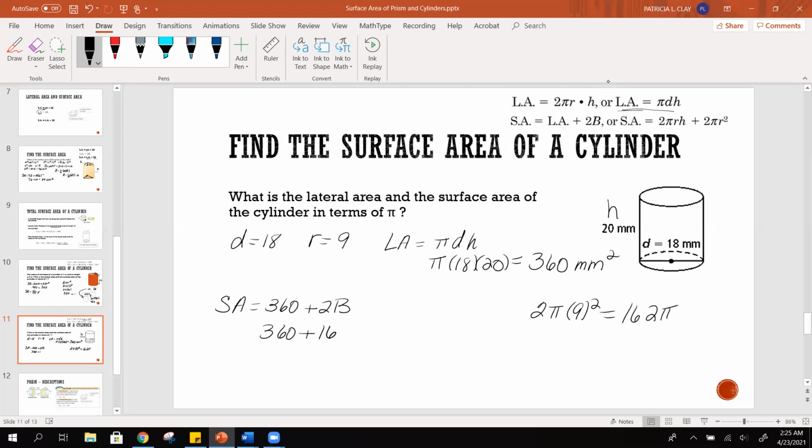So let me plug that in now. 360 plus 162 pi. Oops, I forgot to write my pi right here. Thank you, I forgot real quick. All right, so our total is 522 pi, which is equal to our surface area.